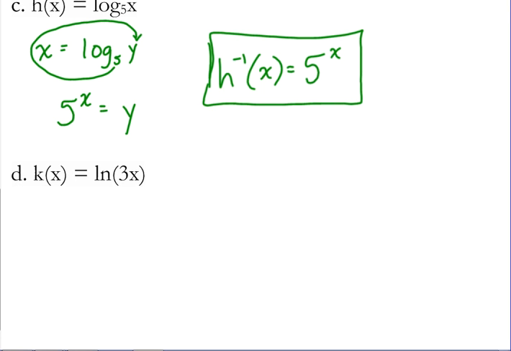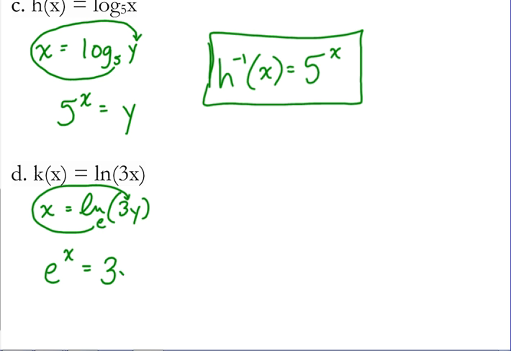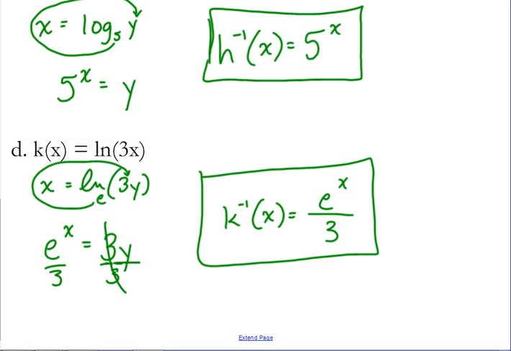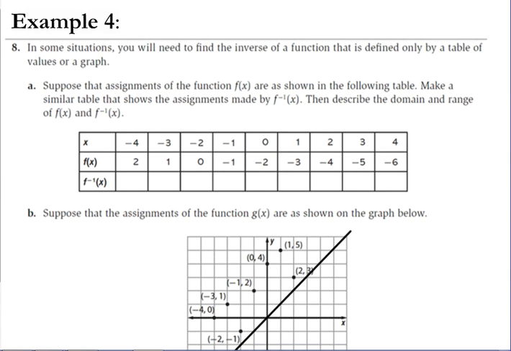Okay, last one here. k of x is equal to the natural log of 3x. Switch x and y, the natural log of 3y. I always do my ln in cursive because my l's and 1's look the same. So anyways, that's why it's like that. Okay, if we put this in exponential form, it's understood to have a base of e. So that's e to the x equals 3y. y is not by itself. How do we get it by itself? Divide by 3. So we have k inverse of x is equal to e to the x, that whole expression divided by 3. Okay, questions?